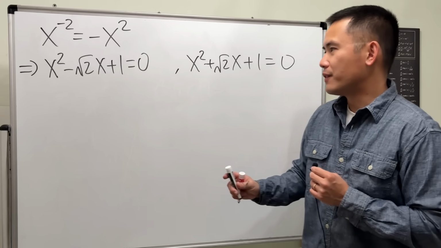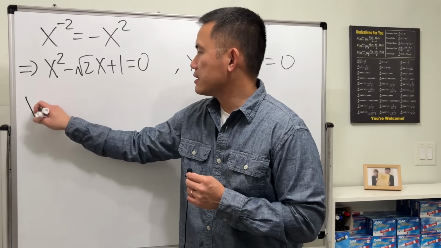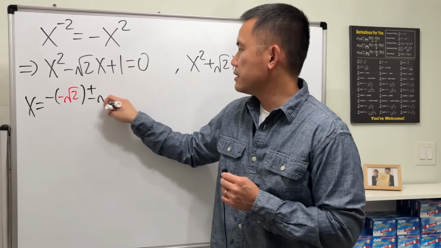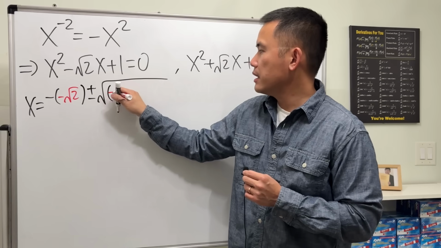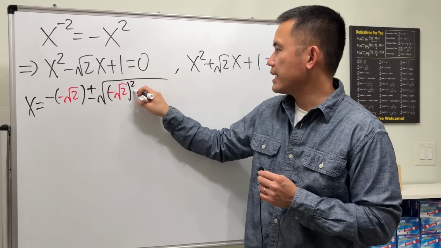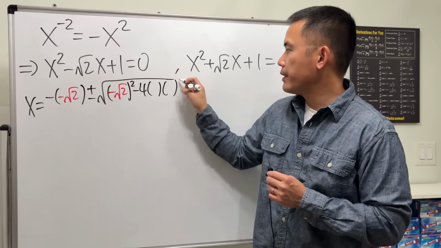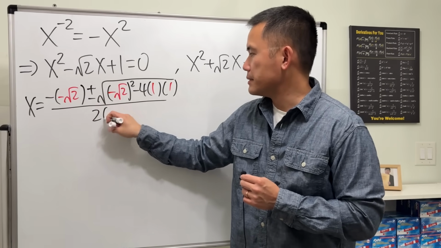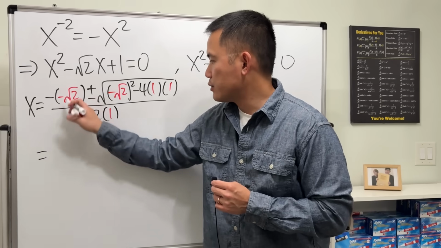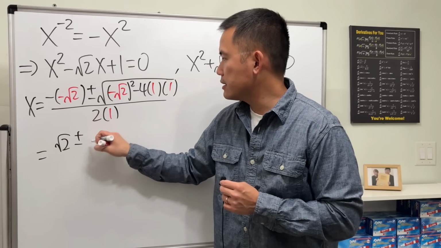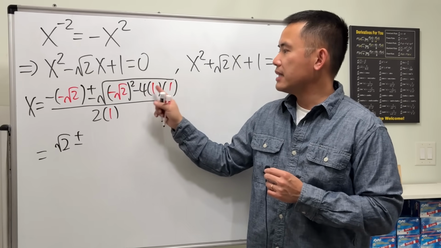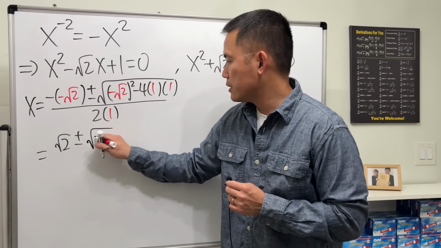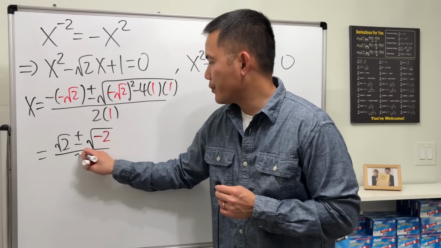Much better. Now for the first one, use the quadratic formula. x is equal to negative b, which is negative negative square root of 2, plus or minus square root of b squared, b is negative square root of 2, square that, minus 4 times a times c. a is 1, c is 1, and then all over 2 times a. Now, this right here is square root of 2, plus or minus the square root of 2 minus 4, so we have negative 2 inside of the square root. Let me write it down like this, and then over 2.